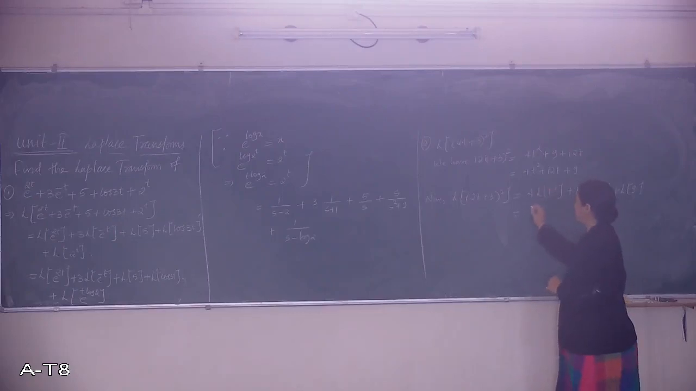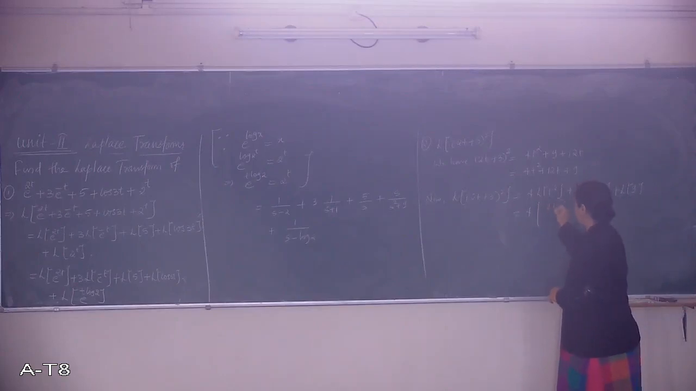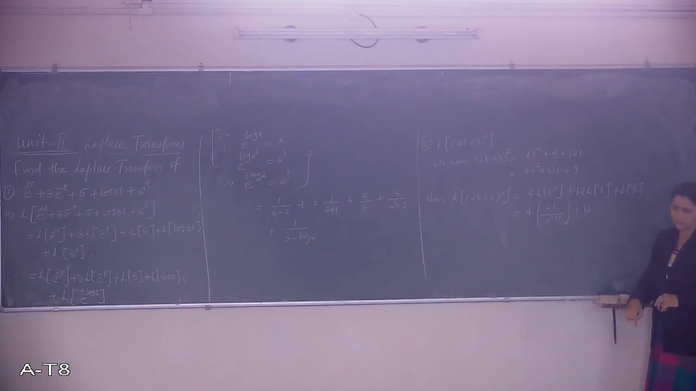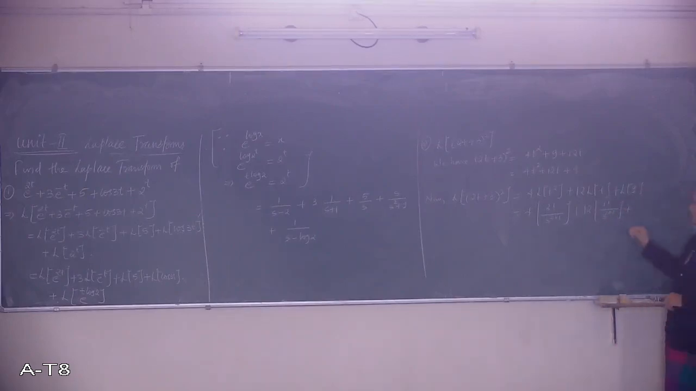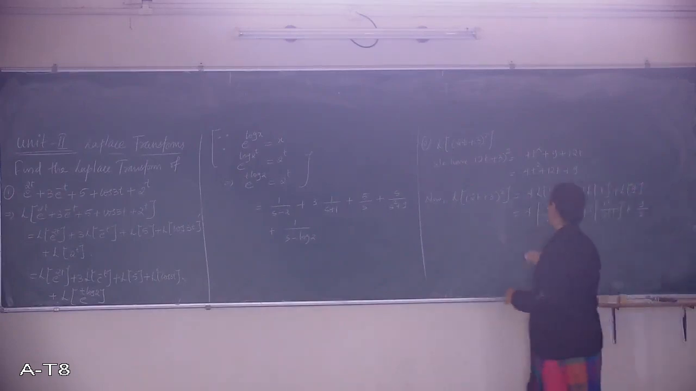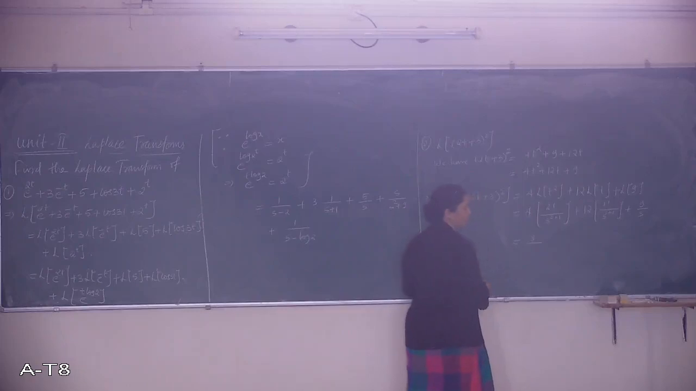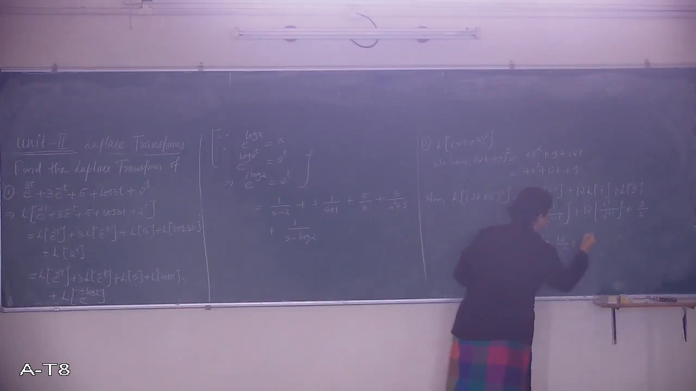Here we take 4 into, so here n factorial, what is the n value here? It is 2. So we take 2 factorial upon s to the power 2 plus 1, plus 12 into Laplace transform of t to the power 1, n value is 1, so here 1 factorial upon s to the power 1 plus 1, plus Laplace transform of 9 is 9 by s. Now simplifying this, what do you get? It is 4 into 2 factorial is 2, 4 into 2, 8 upon s raised to 2 plus 1, so it is s cube, plus here 12 upon s square plus 9 by s.